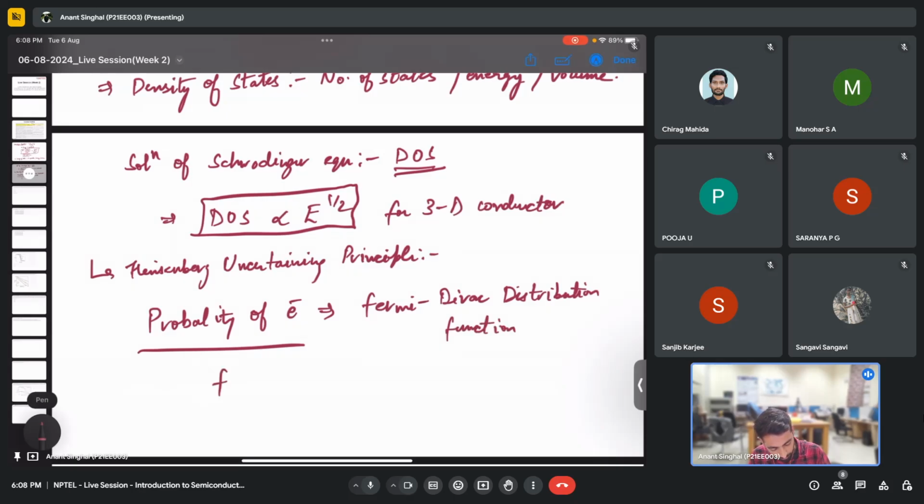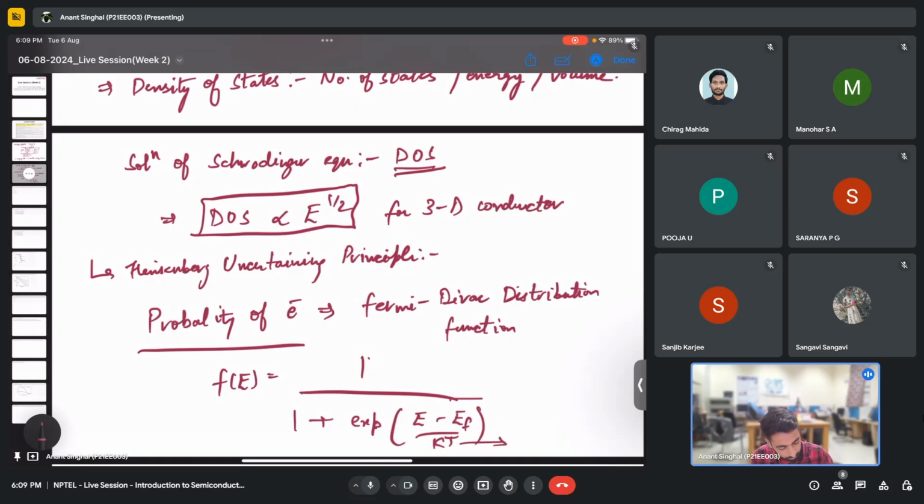Which is basically given out by Fe is 1 over 1 plus exponential of E minus Ef over kT. So where Ef is the Fermi level, kT is just the Boltzmann's constant multiplied by the temperature. So it is also known as, at room temperature, we have kT by Q, that is in electron volts, as 25 milli electron volts.